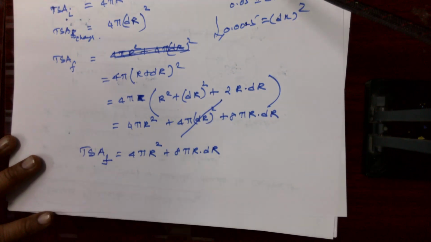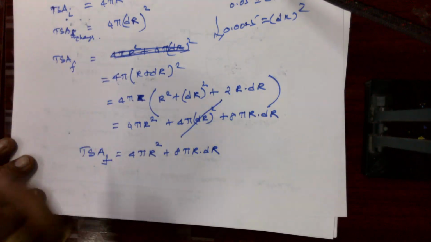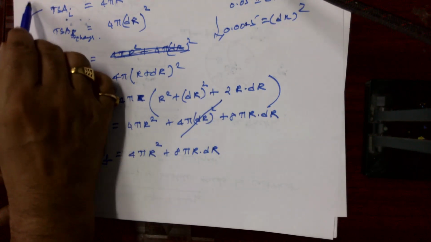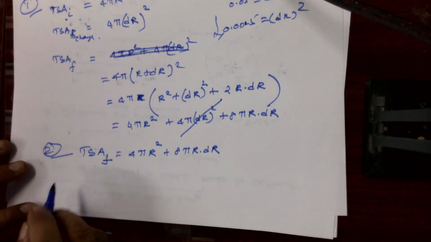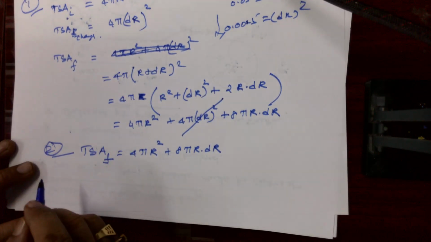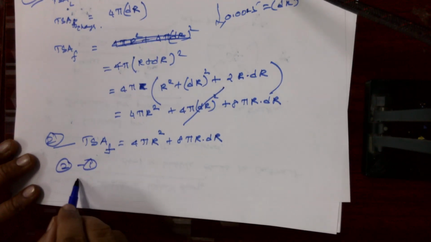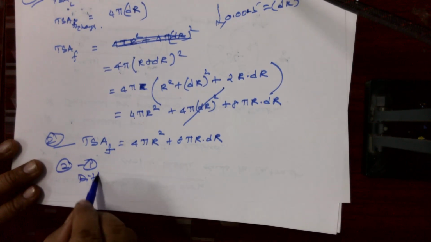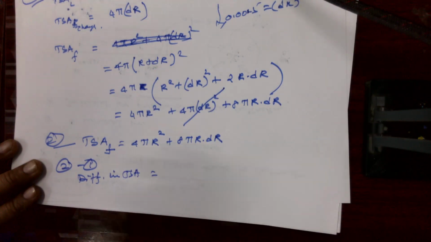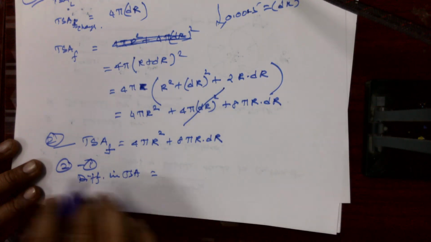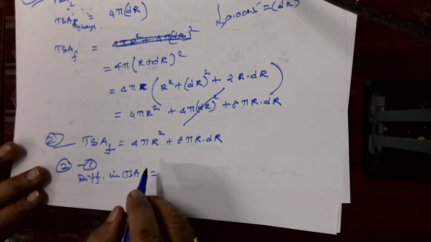Got it? Now what we are going to study? We are going to study the difference in the surface area. Do you understand? So this is equation 1 and this is equation 2. Now we want to find out the difference here. So 2 minus 1 gives you the difference in surface area, TSA. Do you understand this?